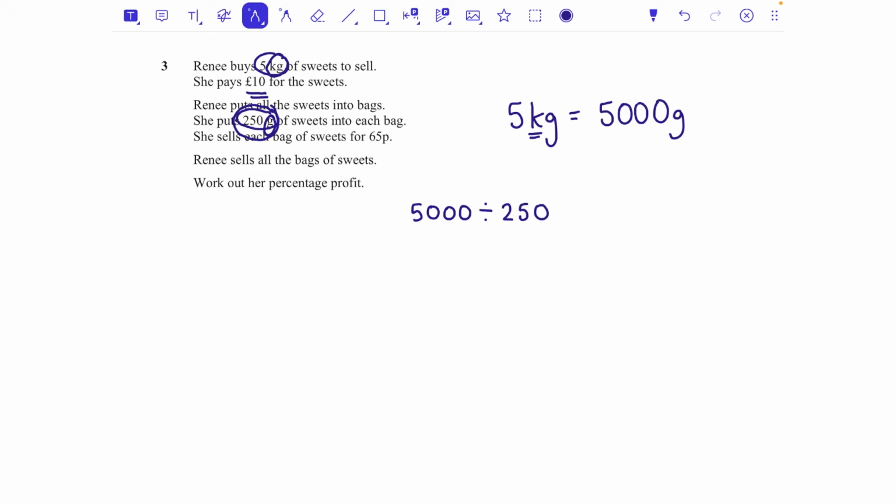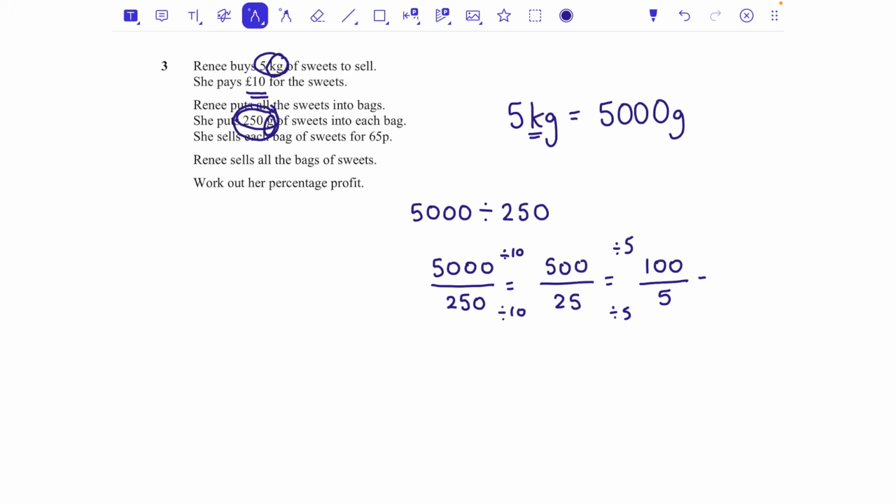Now, when you've got a tricky division, it's quite big numbers, I quite like to write it as a fraction and then just simplify that fraction. So 5,000 divided by 250, let's simplify that fraction. Let's divide them both by 10, and that gives 500 divided by 25, and that's equivalent, that's the same question. And now I'm going to divide them both by 5, because I'm noticing that both those numbers are in the 5 times table, so that would be 100 over 5, and now it's a little bit easier for us to do. 100 divided by 5 is 20.